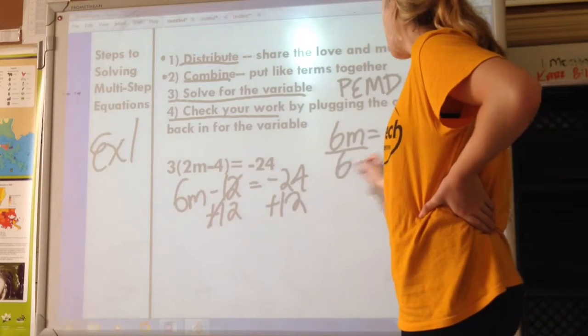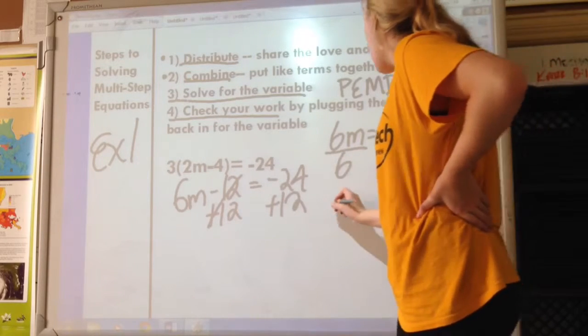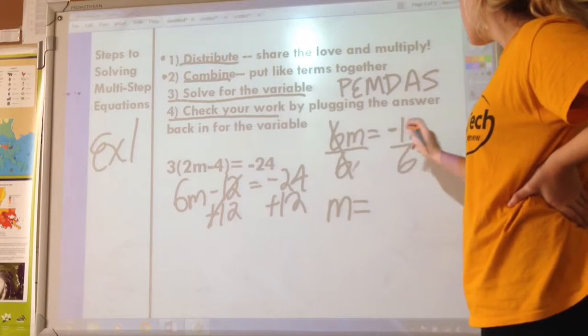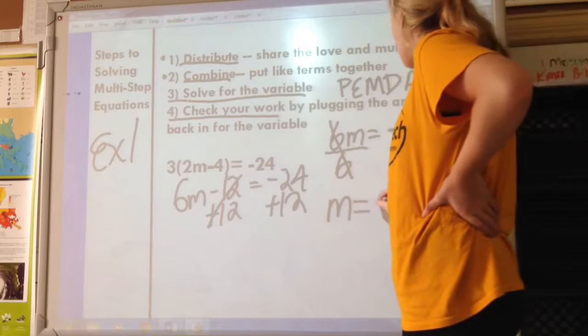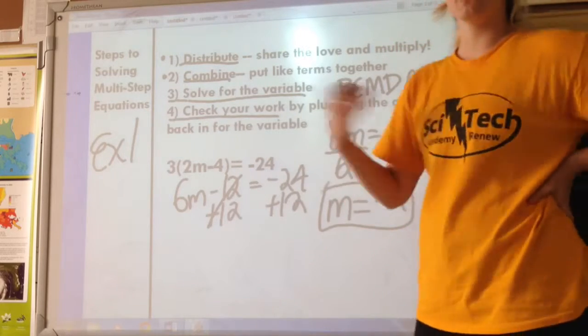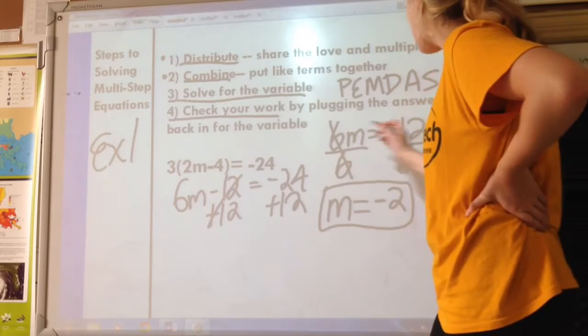I'm going to solve for m by dividing both sides by 6, and that's going to leave me with m equals, my 6s will cancel out, negative 12 divided by 6 is negative 2. So m equals negative 2. Let's go ahead and check our work by plugging negative 2 back into our original equation.